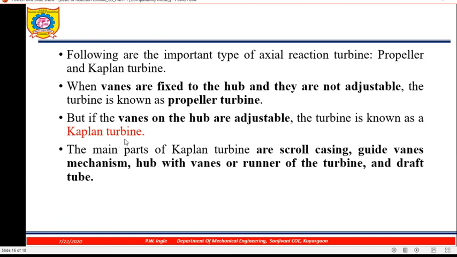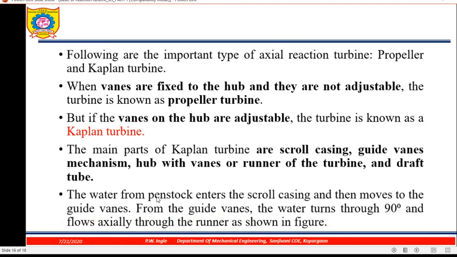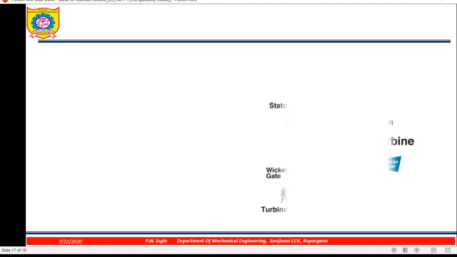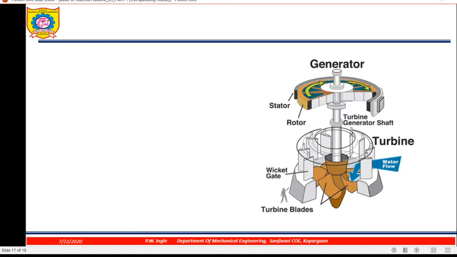Okay. The main parts of Kaplan turbine are scroll casing, guide vanes mechanism, hub with vanes, or the runner of the turbine, and draft tube. So the water from penstock enters the scroll casing, then moves to the guide vane. And now from guide vane, the water turns through 90 degrees and flows axially through the runner. Okay. So up to rotor, the working is same, and in rotor, the flow is in axial direction. You can see here.